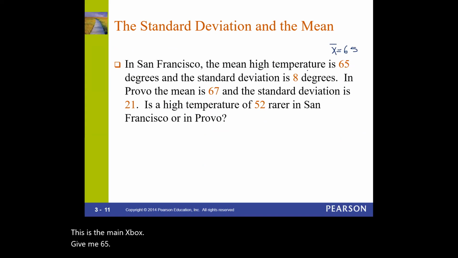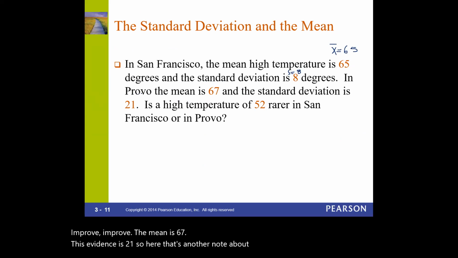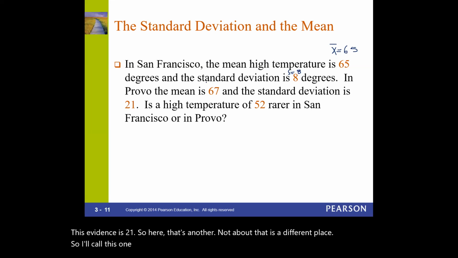And then the standard deviation is 8. That's the mean, and S is equal to 8. And in Provo, the mean is 67 and the standard deviation is 21. So here, that's a different place. Okay, so I will call this one instead. Let's talk about it.